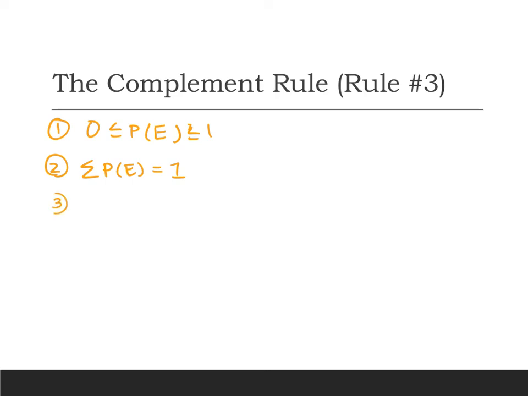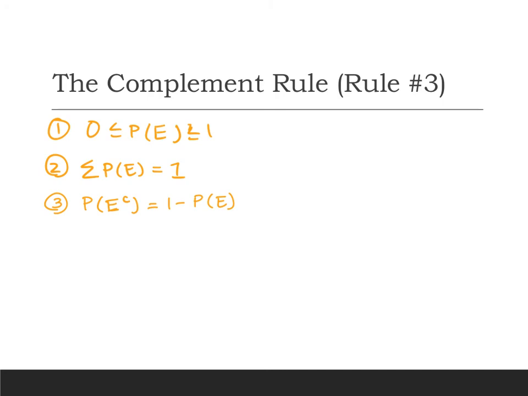Our third rule of probability is what we call our complement rule. And our complement rule says that the probability of the complement of an event is 1 minus the probability of the event itself. And this is actually really simple if I give you an example and I tell you that there's a 20% chance of rain today. What is the probability that it won't rain?